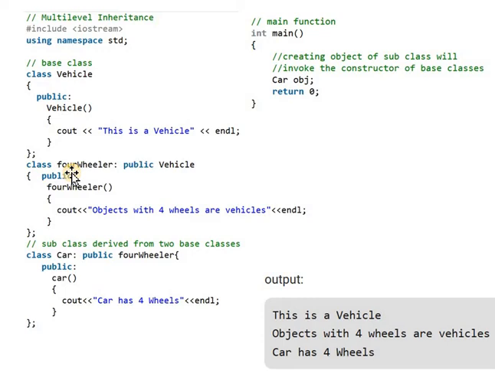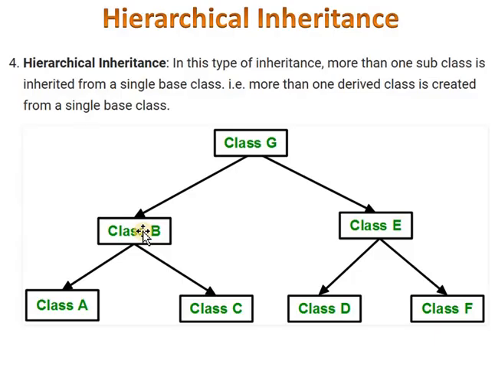In C++, inheritance is a process in which one object acquires all the properties and behaviors of its parent object automatically. So, whenever we create the object of a derived class, it automatically calls the functions and properties of all the parent classes. This is an example of multi-level inheritance.